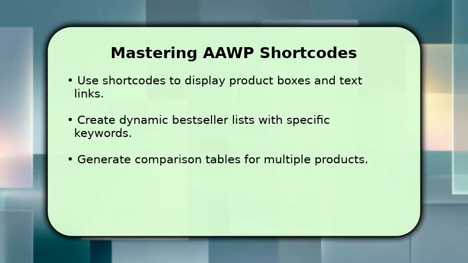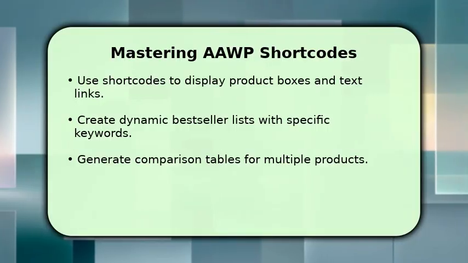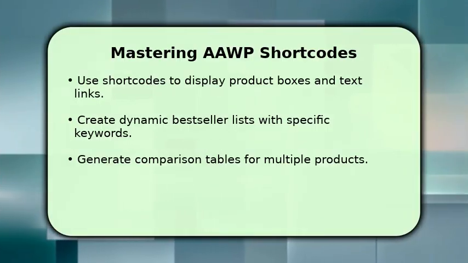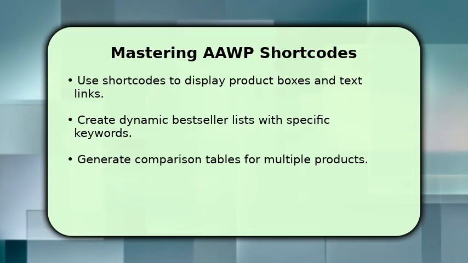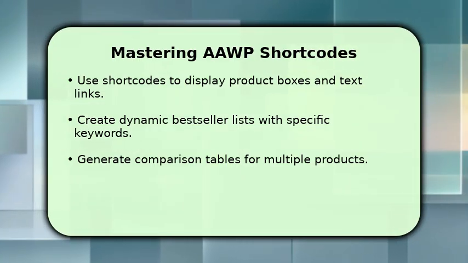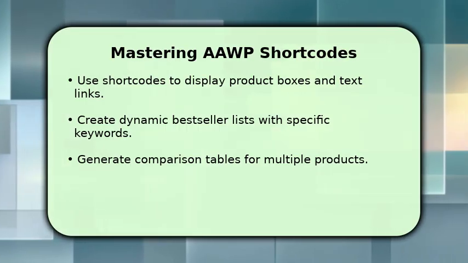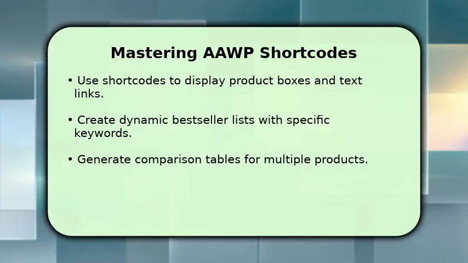AAWP leverages powerful shortcodes to display Amazon products dynamically. You can easily insert product boxes, which are visually appealing displays for individual items, or simple text links directly into your content. To showcase popular items, create dynamic bestseller lists using relevant keywords.